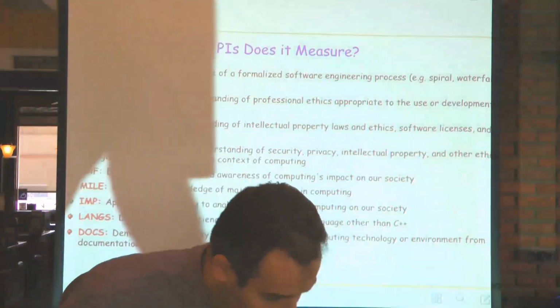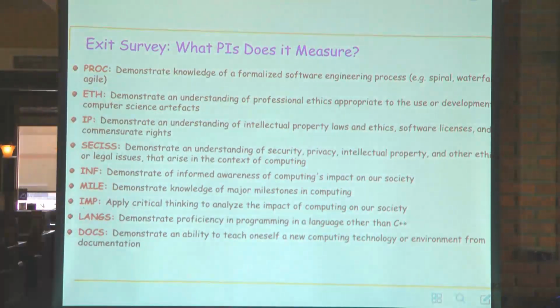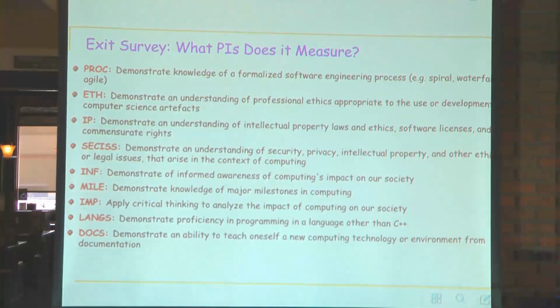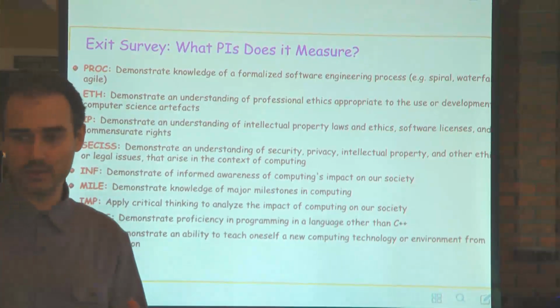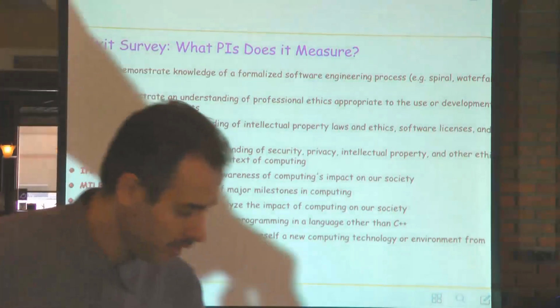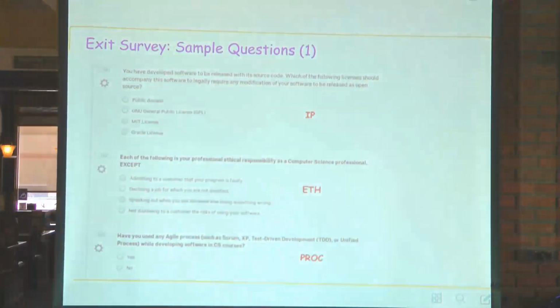So those are the indicators that are evaluated in the exit survey. As you can see, there are quite a lot of them. There is the software engineering process. There is the ethics, intellectual property, security, computer impact, milestones of computing, critical thinking, demonstration knowledge of languages, and documentation. So a lot of things are getting measured in here. So basically, we pretty much have a question for each one of those, and I have included some sample questions.